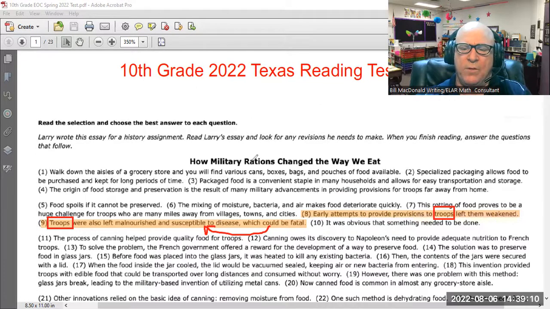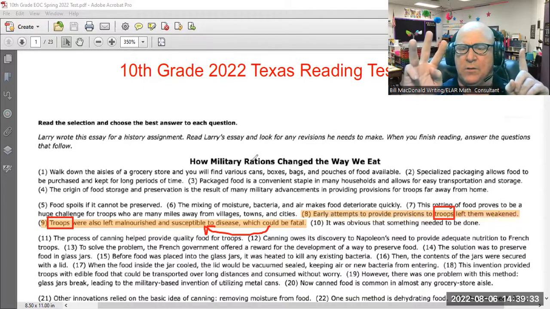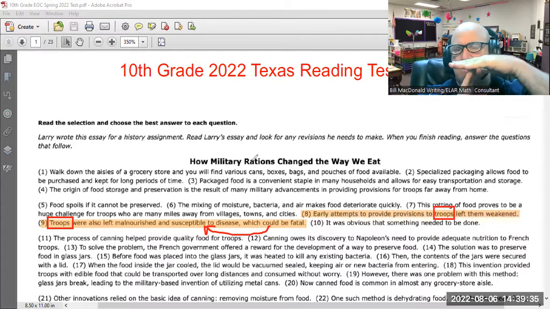Remember that the troops are weakened. The troop is our subject. They're malnourished and susceptible to disease, which causes what to happen? It to be fatal. Because of all those three things, it could be fatal. So we have cause, transition, effect. It could be fatal. It means they could die.